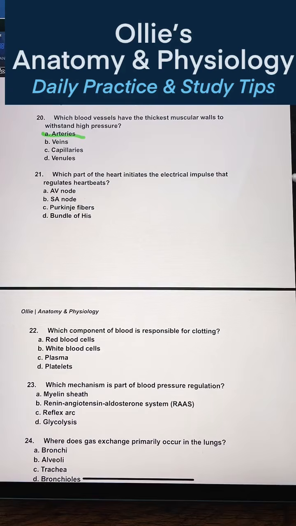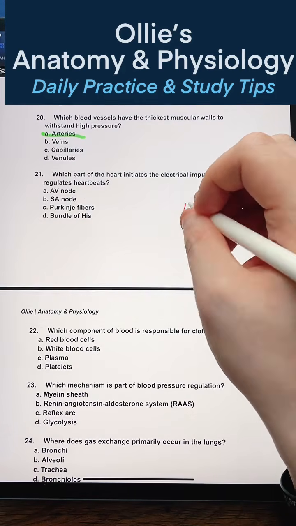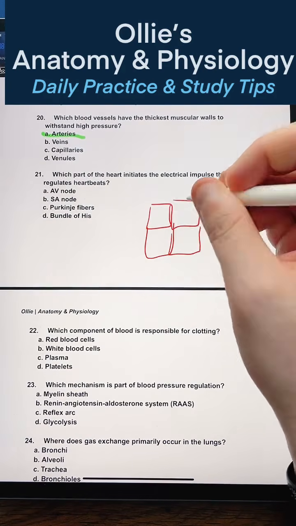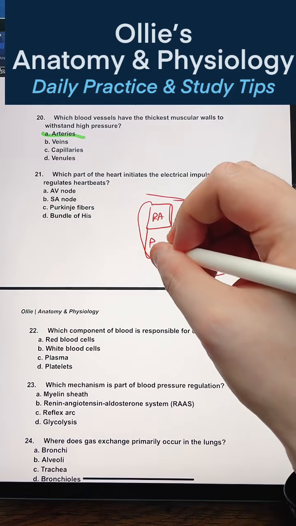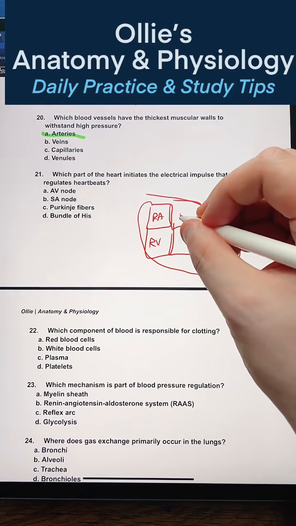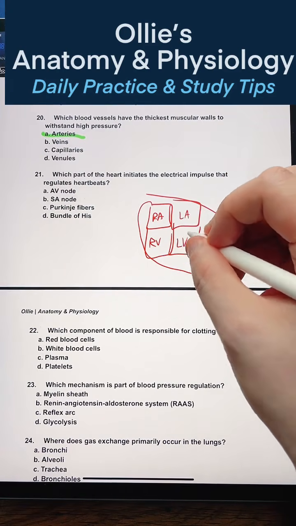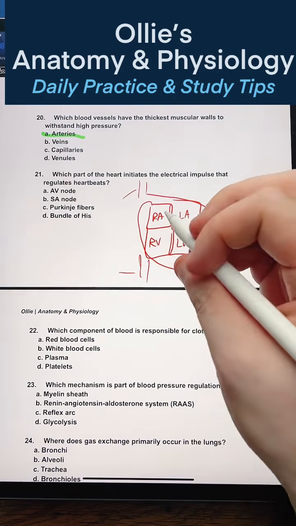While you guys are answering number 21, this is how you practice blood flow through the heart. I draw these 4 squares to represent the chambers. And then you draw your apex. So you have your right atria, your right ventricle, your left atria, and your left ventricle. So, starting here, you have your superior and your inferior vena cavae.